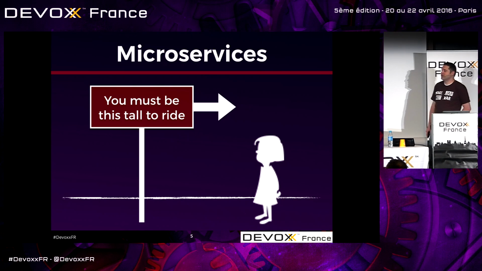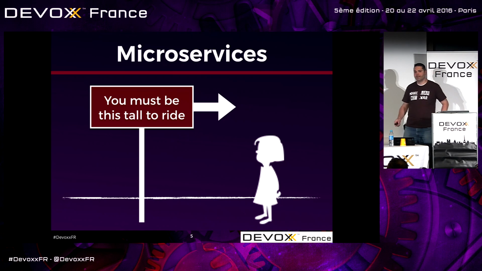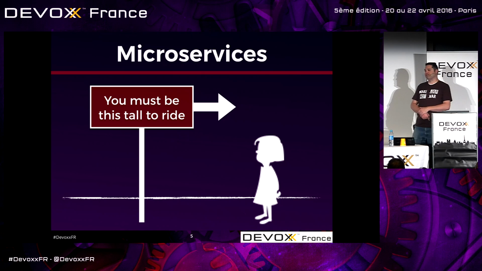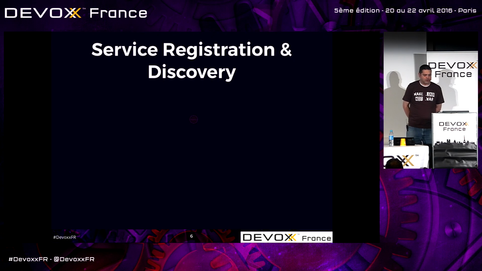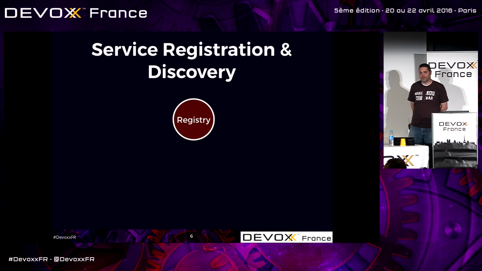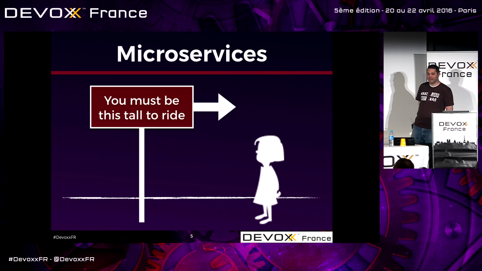So a little bit on microservices. We're going to talk about these things in the context of microservices. Not everyone needs microservices, right? If you're a fairly small team, a modular monolith may be the way to go. So just keep that in mind as we talk about these things. But one of the things that you find when you're doing microservices is that you need some kind of service registration.